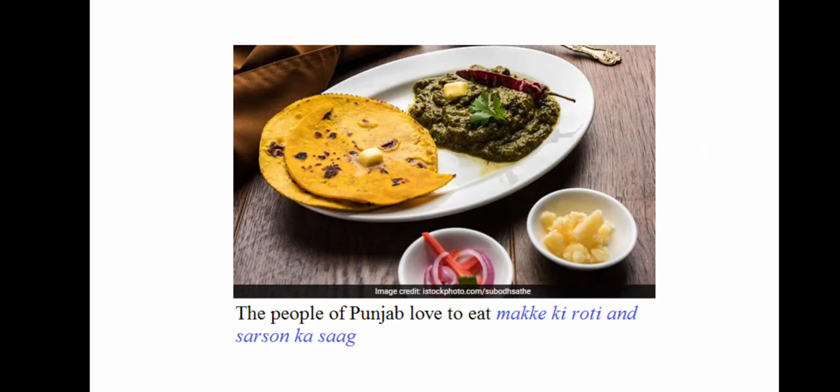The people of Punjab love to eat makke ki roti and sarson ka saag. So, when you go to Punjab, which is a different part of India, you see they eat a different kind of roti. That is makke ki roti, and the other is sarson ka saag. It's a saag. It's like greens. So, as you can see, Rajasthan and Punjab are in the same country, but they are two different parts, and they have different kinds of food.